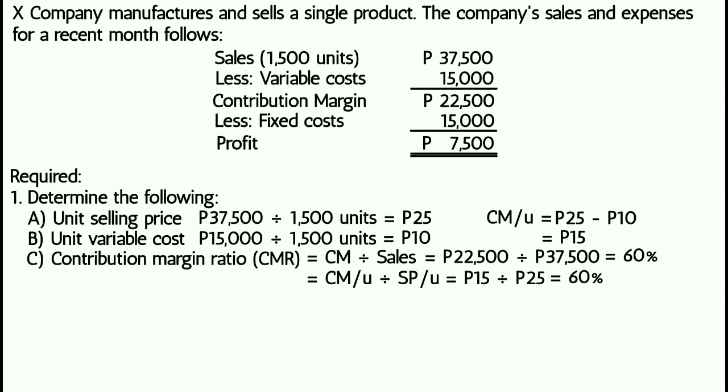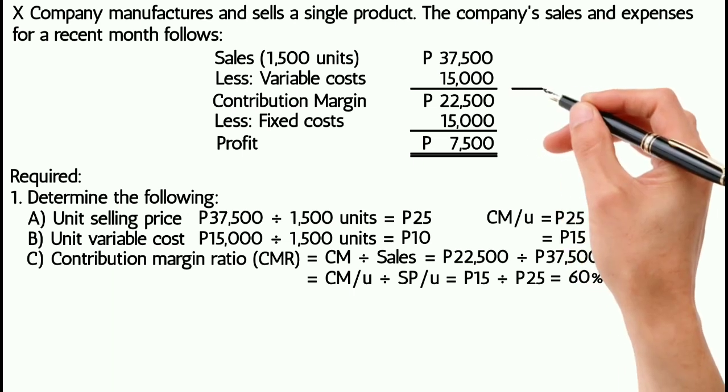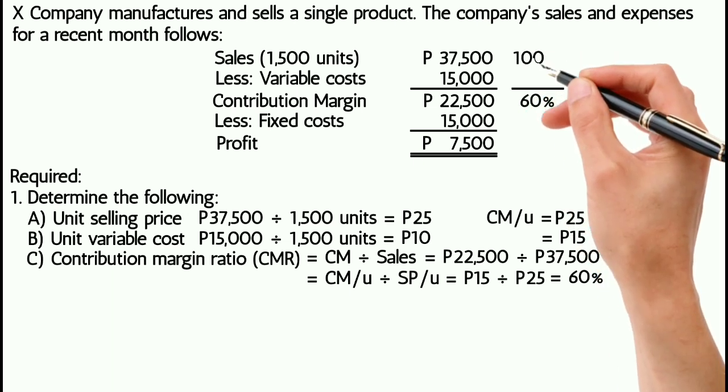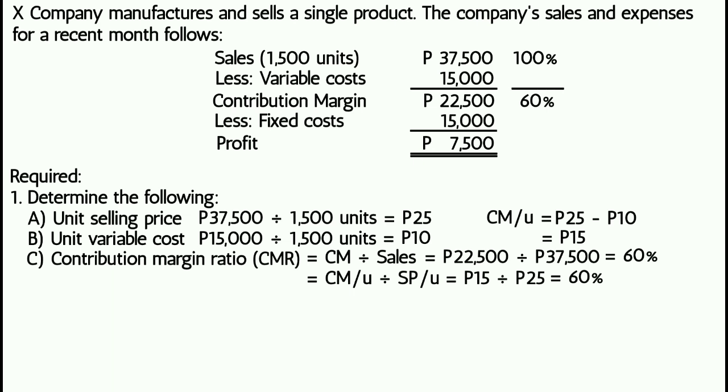Ano pa? Pwedeng CMR is equal to sales ratio minus variable cost ratio. Ang contribution margin ratio ay 60%. Ang sales ratio palagi ang 100%. Yung variable cost ratio, paano yan kinocompute? Variable cost divided by sales. So, 15,000 pesos divided by 37,500 pesos, that is equal to 40%. Sales ratio na 100% minus variable cost ratio na 40%, that is equal to the contribution margin ratio of 60%.